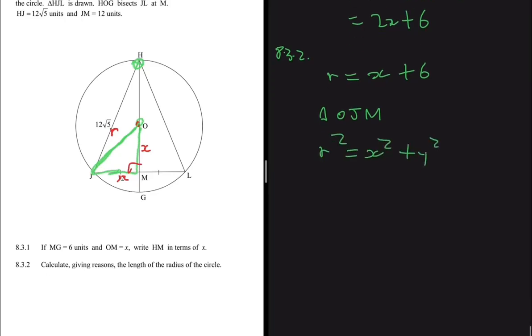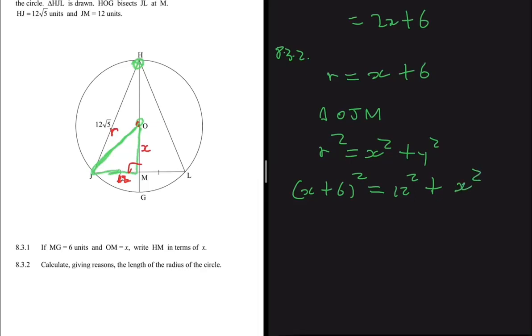So we know fully well that in a right-angled triangle, don't forget the angle here is 90, the radius squared will be equal to x squared plus y squared, right? The other two sides. So what is the radius here? The radius is x plus 6. So we square it and it will be equal to the adjacent, which is 12. So we're going to have 12 squared plus the opposite, which is x. So we're going to have x squared.